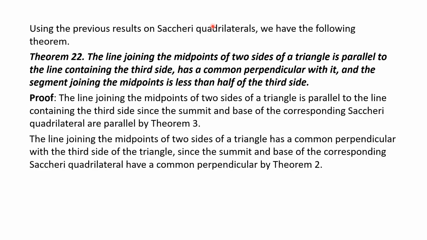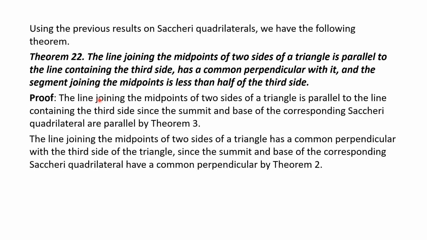Using some of the results that we proved earlier, mostly in lesson number 3, concerning security quadrilaterals, we have the following theorem. It comes in 3 parts. The line joining the midpoints of two sides of a triangle is parallel to the line containing the third side, has a common perpendicular with it, and the segment joining the midpoints is less than half of the third side.